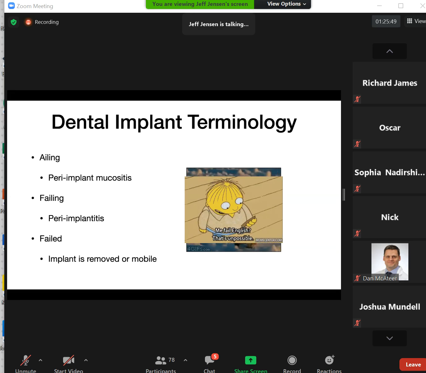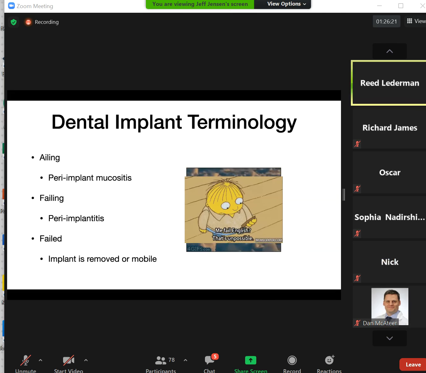Ailing. An ailing implant, we would term an implant ailing when it has peri-implant mucositis. So it's starting to see some problems, and an ailing implant can be turned around and can be reversible. A failing implant is when we have peri-implantitis, so we're starting to see bone loss beyond normal limits, and the implant is starting to fail. A failed implant is when it's mobile or we've taken it out.